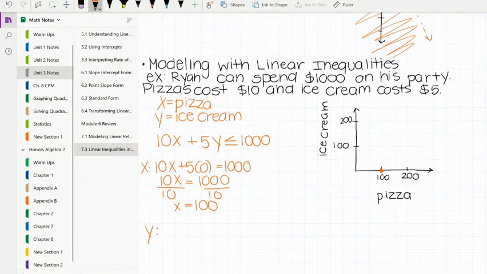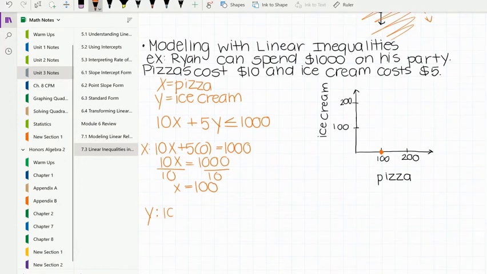For the y-intercept, we make x 0. So that would be 10 times 0 plus 5y equals 1,000. So that turns into nothing. So we have 5y is equal to 1,000, and then we can divide by 5. So y is equal to 200. In other words, if he buys 0 pizzas, he could buy 200 ice creams.